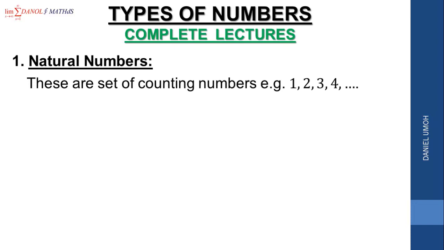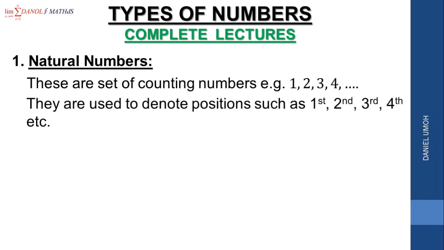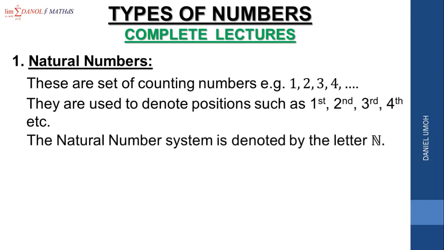These numbers are used to denote positions, such as first position, second, third, fourth, fifth, sixth, etc. These are called natural numbers. So the natural number system is usually denoted by this letter N. That's the Greek symbol for N.